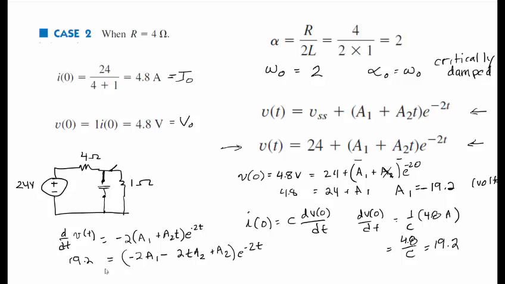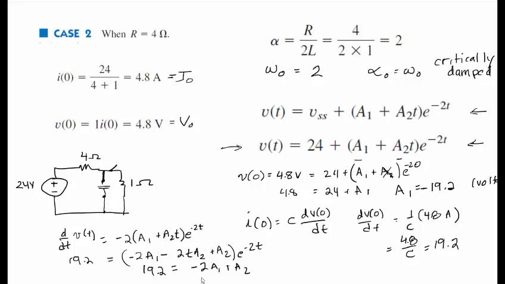And so this is at time 0, so you put the 0 in, and you get 19.2 equals minus 2A1 plus A2. I now have two equations. Well, I have what A1 is, and I have the second equation right here, so I can find out what A2 is. So that's what I do, and I get that A2 has the same value. Is that true? No, it's not.